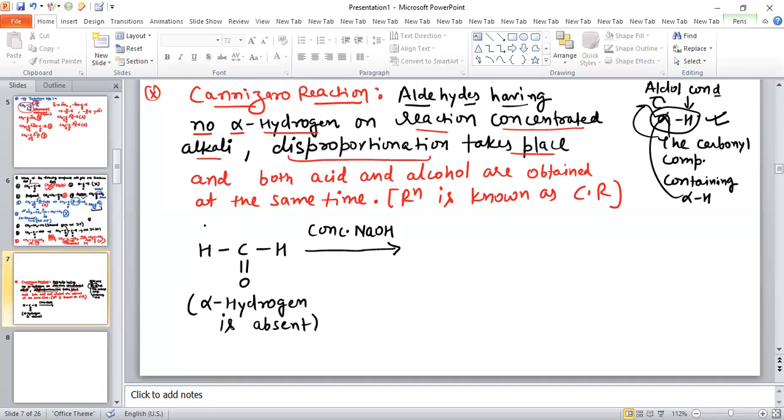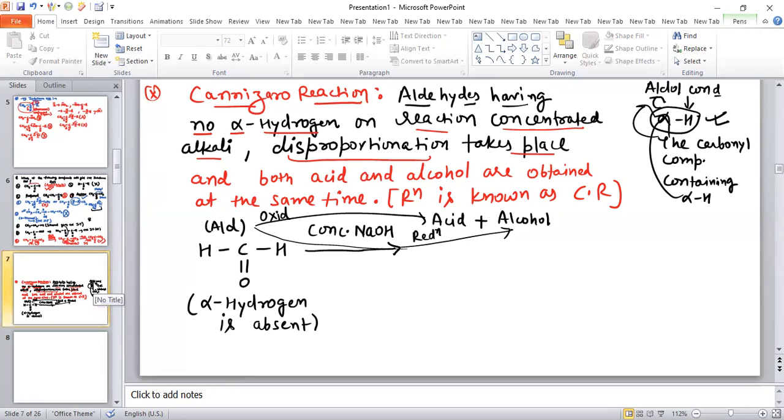So this aldehyde having no alpha hydrogen will convert into acid and also into alcohol. It means one of the products is oxidized and another product is reduced. When it converts into alcohol, it means reduction. So oxidation and reduction both take place.